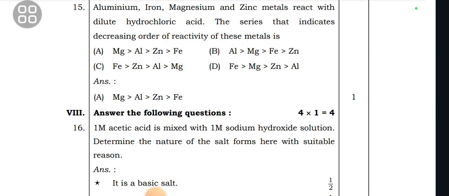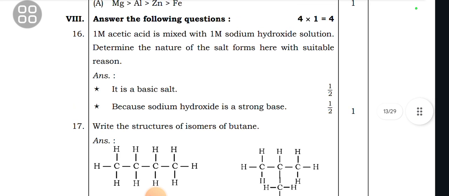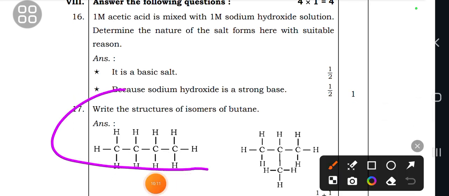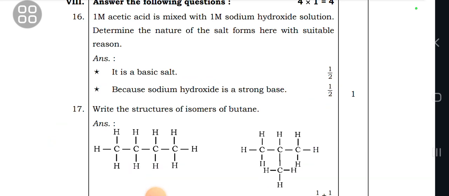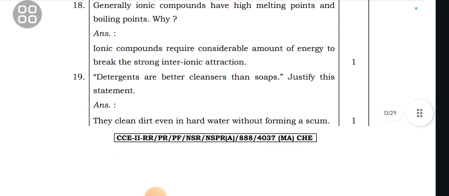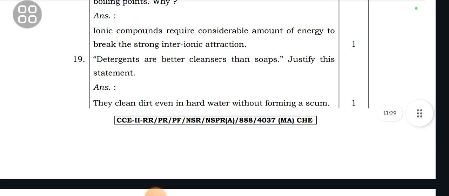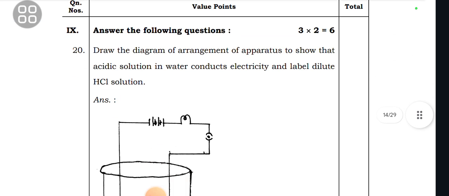Metals and non-metals is from that chapter. And you should practice all these structures because one fixed question will be asked from the structures. You should practice this question. Just now I will scroll the paper. You should read all questions thoroughly and practice for examination.